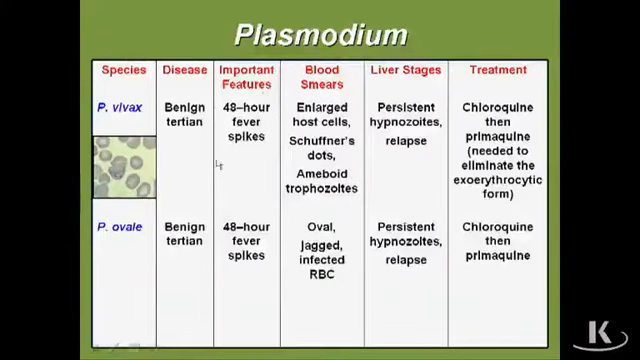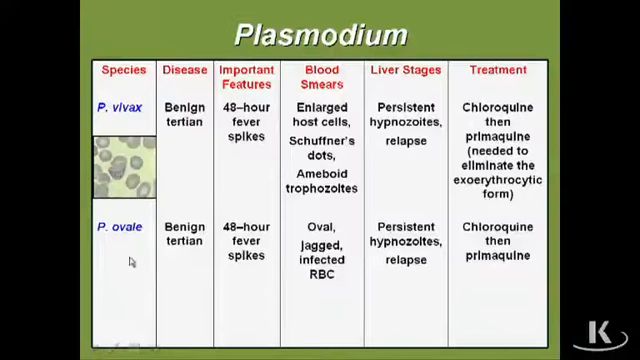The disease has 48-hour fever spikes, again, following the rupture of those red blood cells. One of the diagnostic things that you're going to see for Plasmodium vivax is called Schüffner's dots in infected red cells. Okay? So Schüffner's dots in infected red cells is diagnostic and specific for Plasmodium vivax.